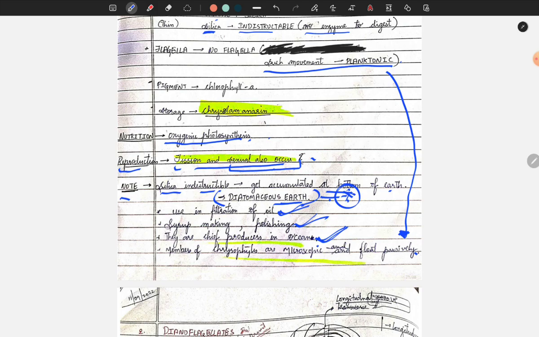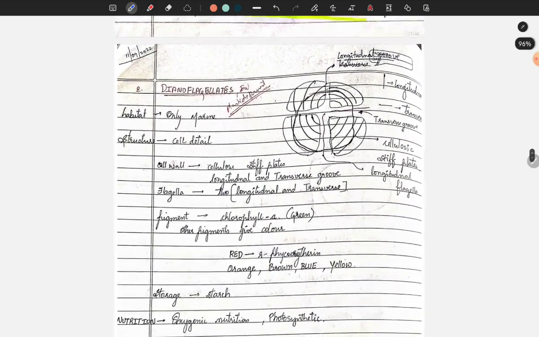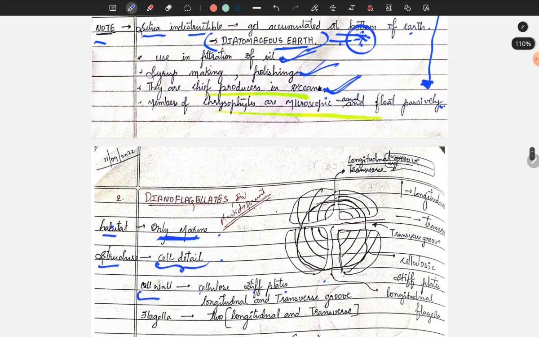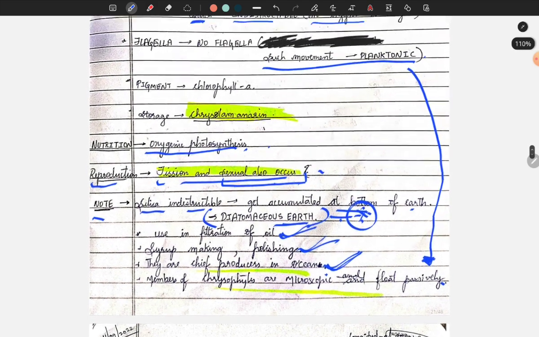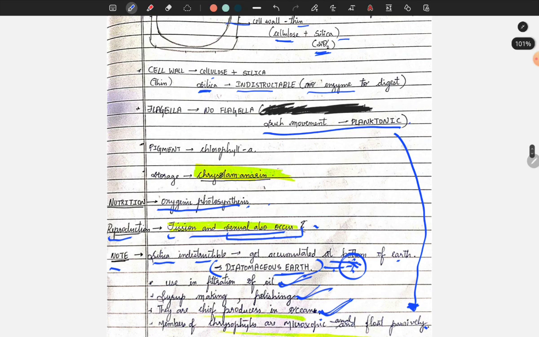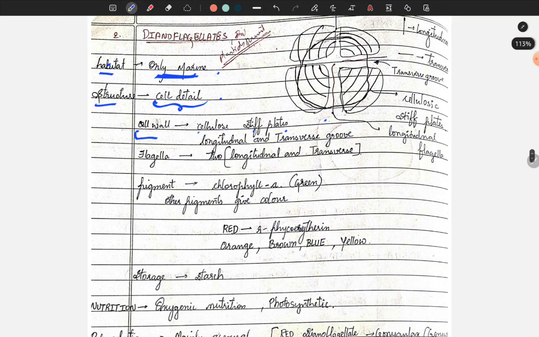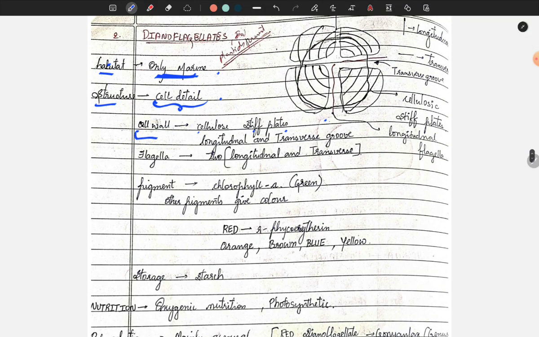Now next, coming to dinoflagellates. Their habitat is only marine, guys, only marine. Structure, which I'm going to tell in detail in the cell chapter. Now the cell wall: cellulosic stiff plates are present, whereas in chrysophytes the cell wall has cellulose and silica. Here cellulosic stiff plates are present. They might ask you this as a difference in board exams.